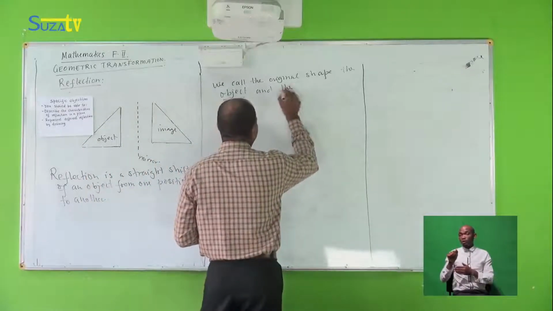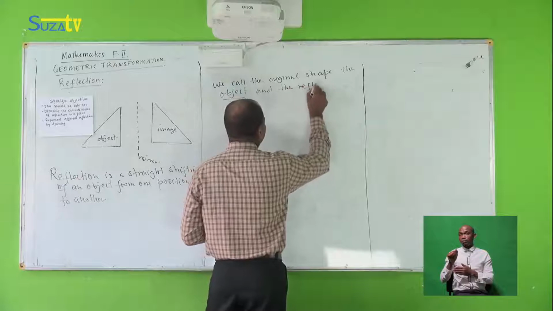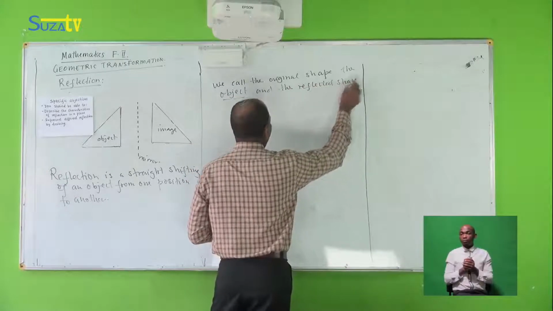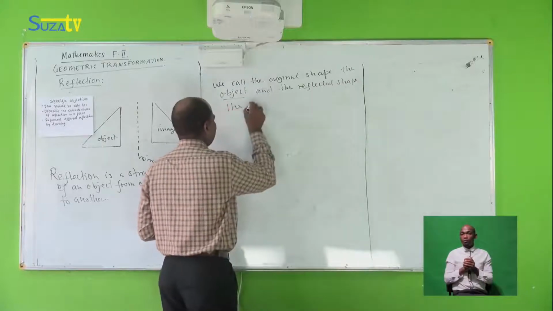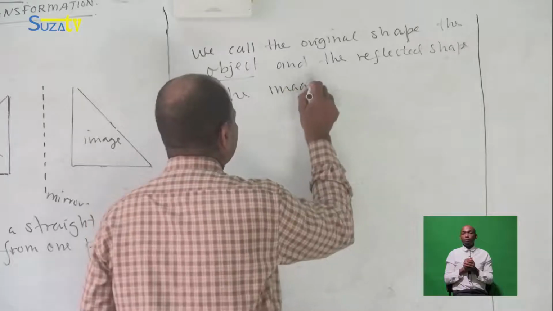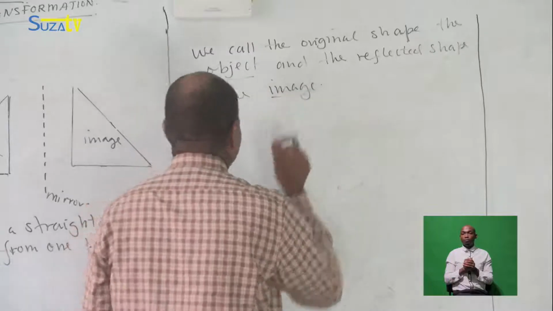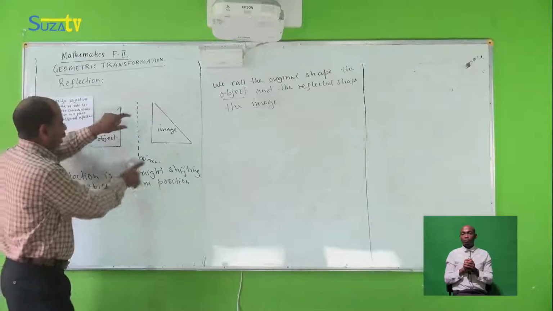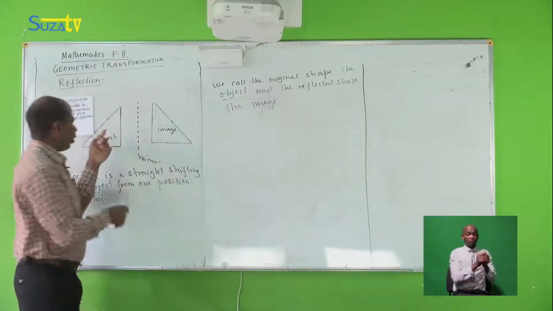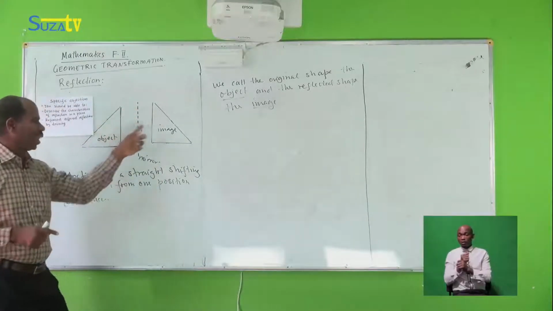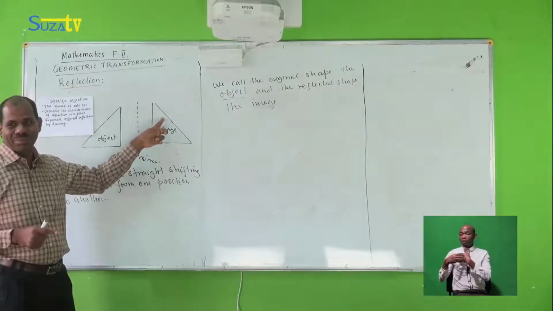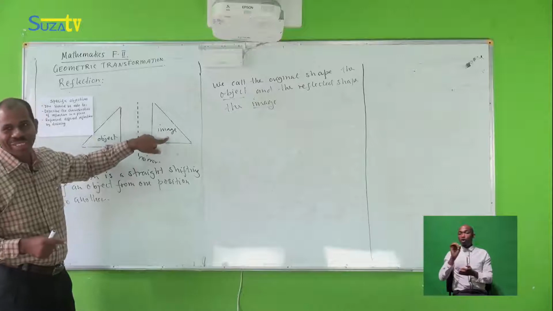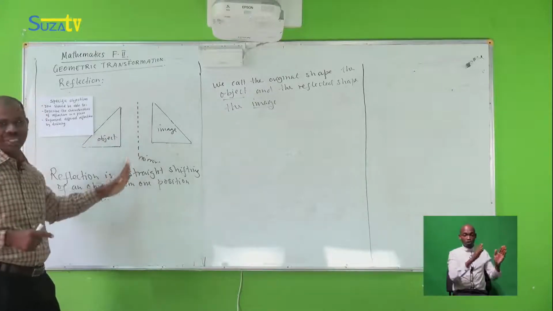So we have object like this and the image. The original shape, the reflected shape. And this is the line.